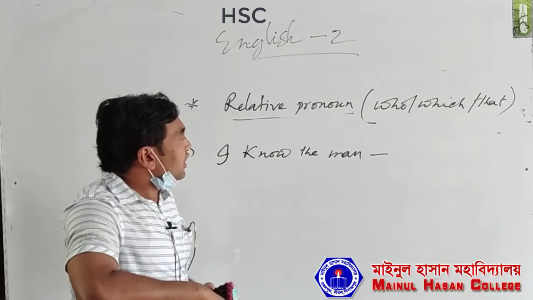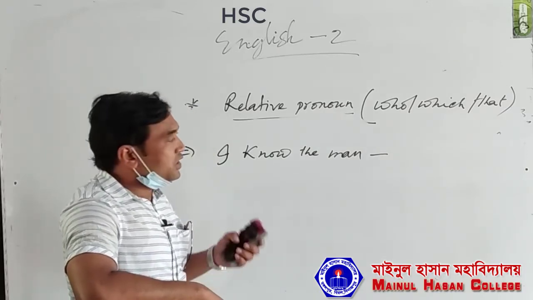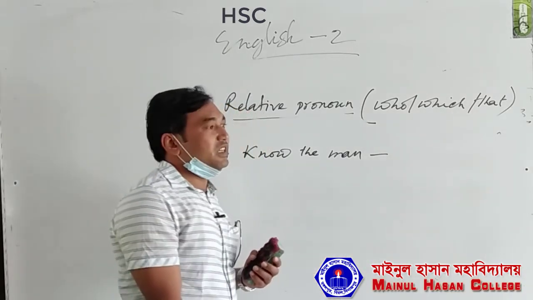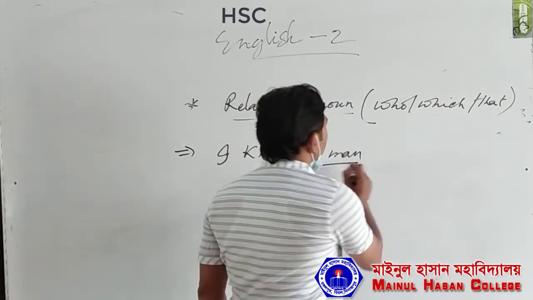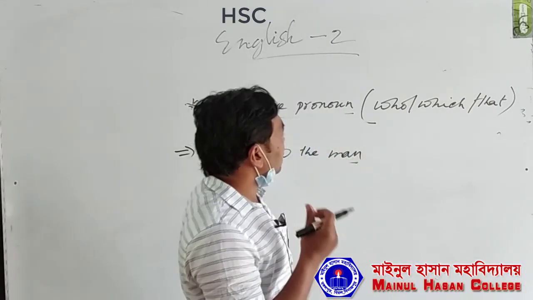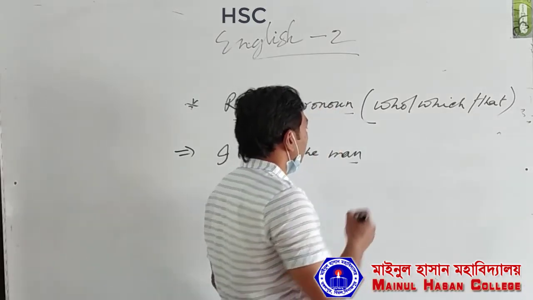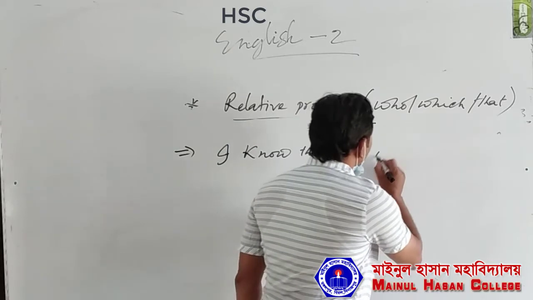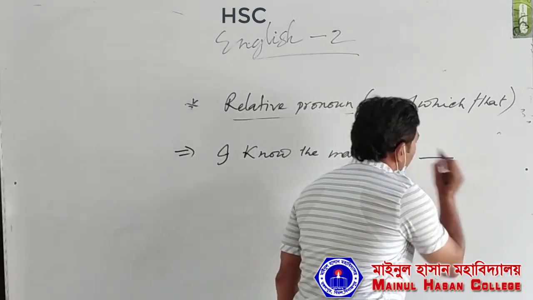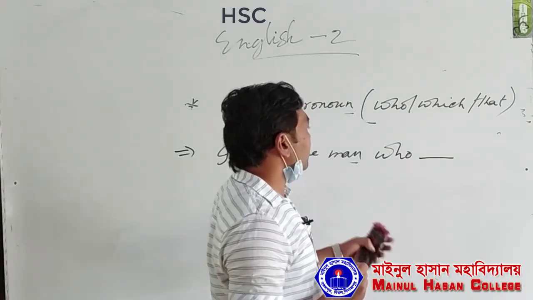A relative pronoun is always used after the noun or pronoun, which relates the verb of the next part of the sentence. Here it is a noun, so you can use the relative pronoun after a person. After a person, you have to use who. In other cases, you can use which or that. Here we have to use who. I know the man who. Here will be a verb, to complete the meaning of the sentence.